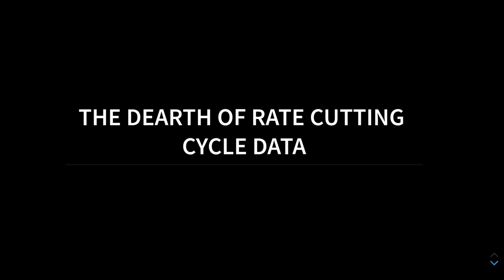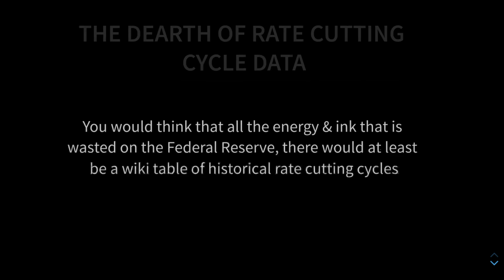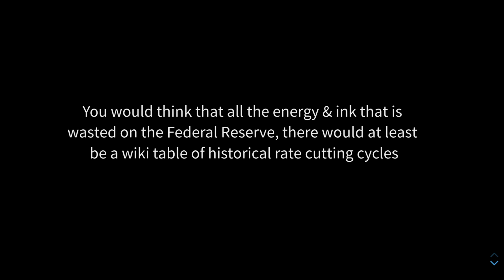And actually, this was the biggest problem I had. I couldn't find data, right? You would think that with all the energy and ink that's been wasted on the Federal Reserve and what they do, there would at least be some wiki table of historical rate cutting cycles. No, I couldn't find it. I had to estimate it, right? So I had to go to random places and pick out specific dates. You would think there would be numbers attached to these apparently very important decisions. No, I couldn't find it, but it'll be good enough for us, right?